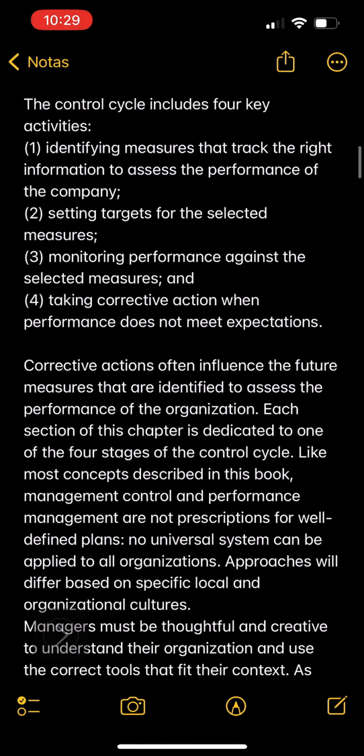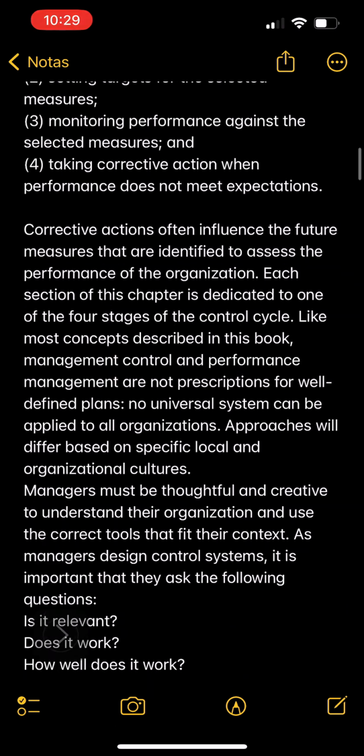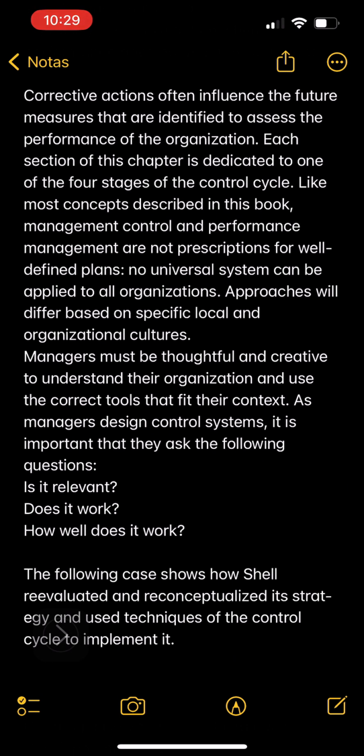1. Identifying measures that track the right information to assess the performance of the company. 2. Setting targets for the selected measures. 3. Monitoring performance against the selected measures. And 4. Taking corrective action when performance does not meet expectations. Corrective actions often influence the future measures that are identified to assess the performance of the organization. Each section of this chapter is dedicated to one of the 4 stages of the control cycle.